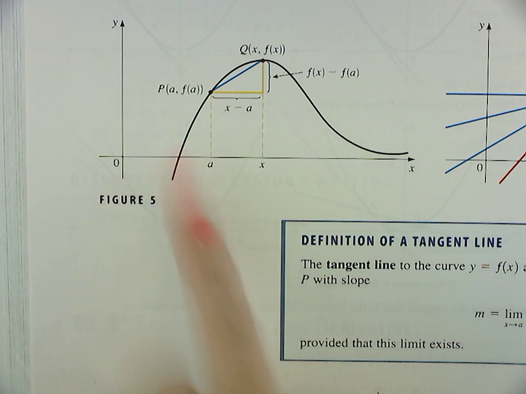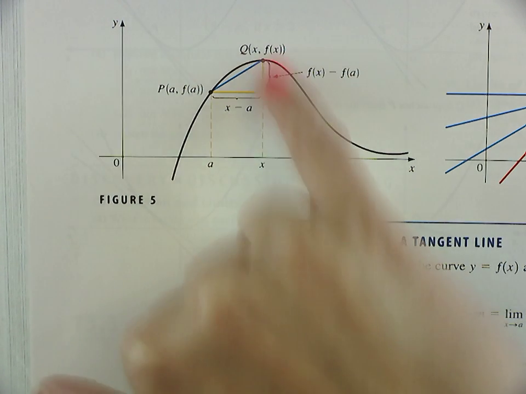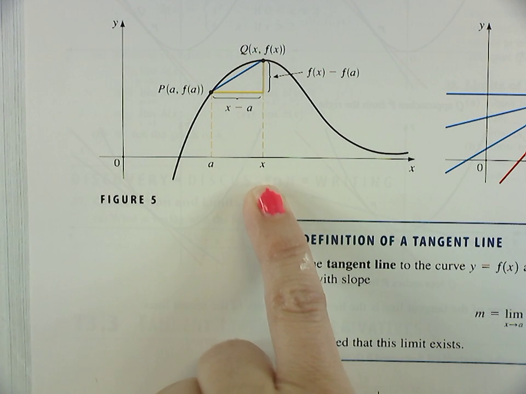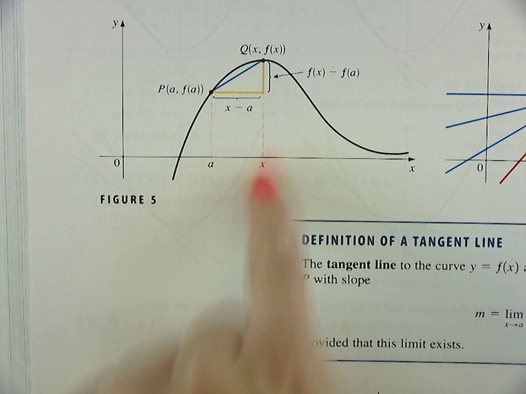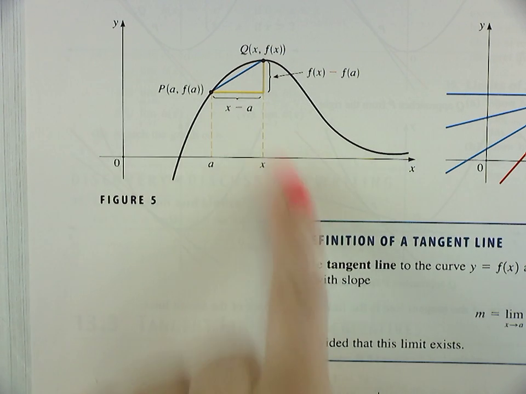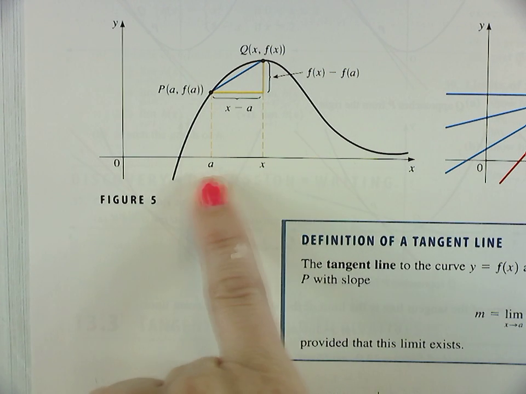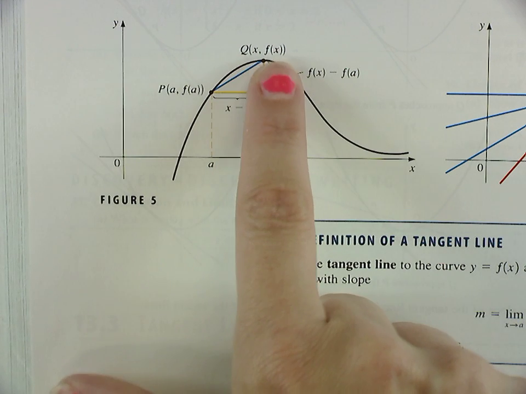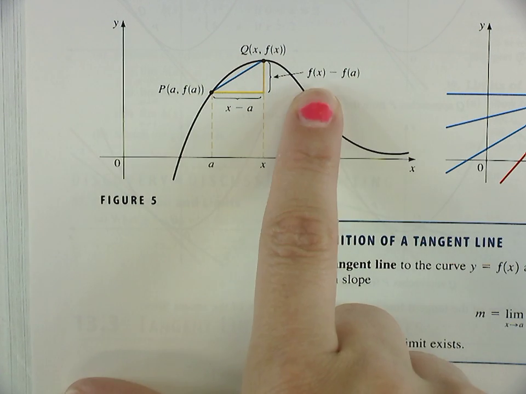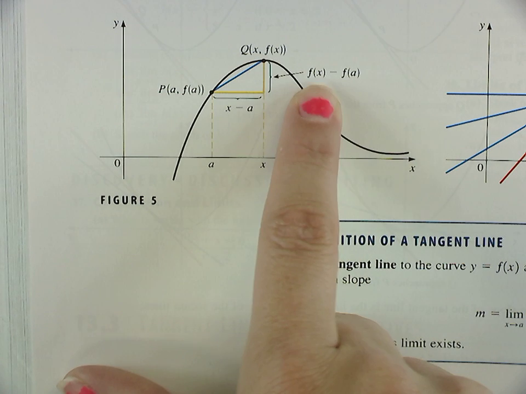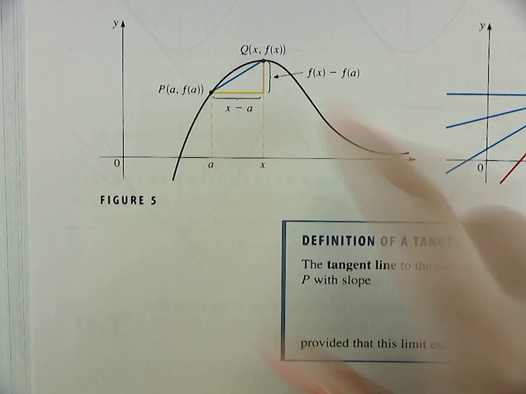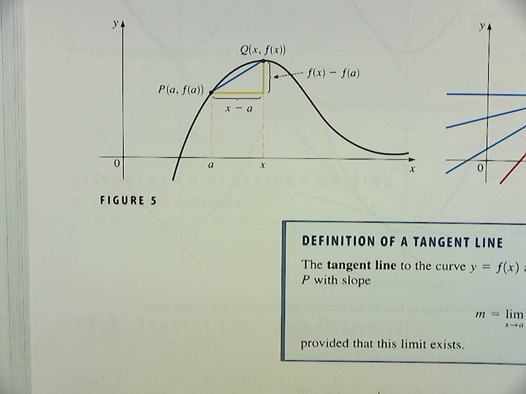So your a value is somewhere on the x-axis. Your x value is somewhere on the x-axis. This is just your rise over your run, okay? So the run part is your x minus a. This is your x sub 2 minus your x sub 1. You have the f of x and the f of a as your outputs, which is your rise. So your f of x minus f of a. And that's where this equation comes from. So it is equivalent to the slope.